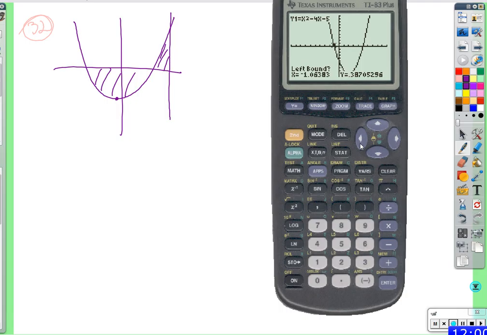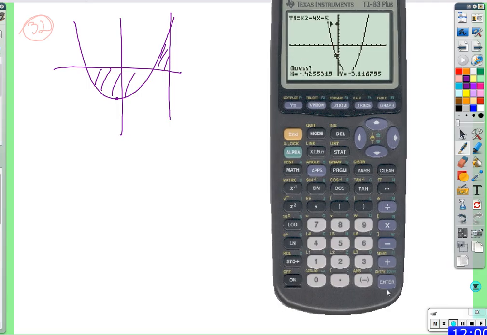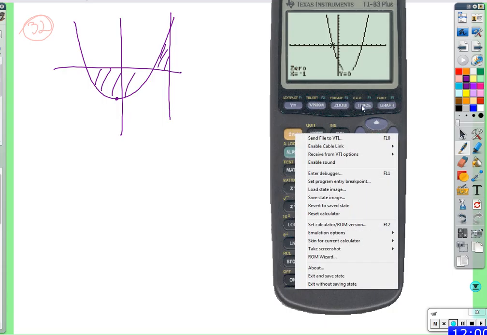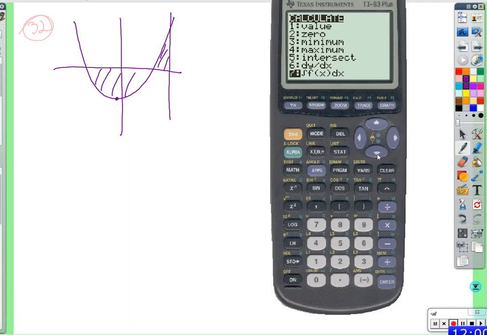Here's how we speed up the process. x squared minus 4x minus 5, calculate the zeros. Maybe factoring it and solving it that way is faster. All right, so you got -1 and 5. Now we know what intersects at -1 and 5.